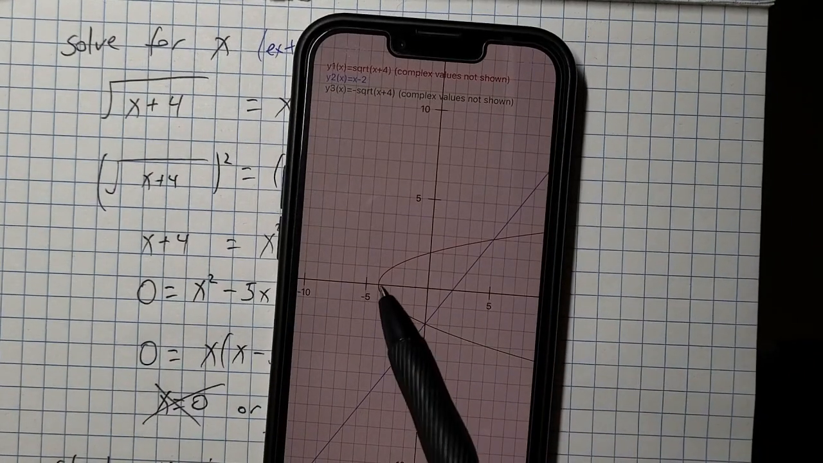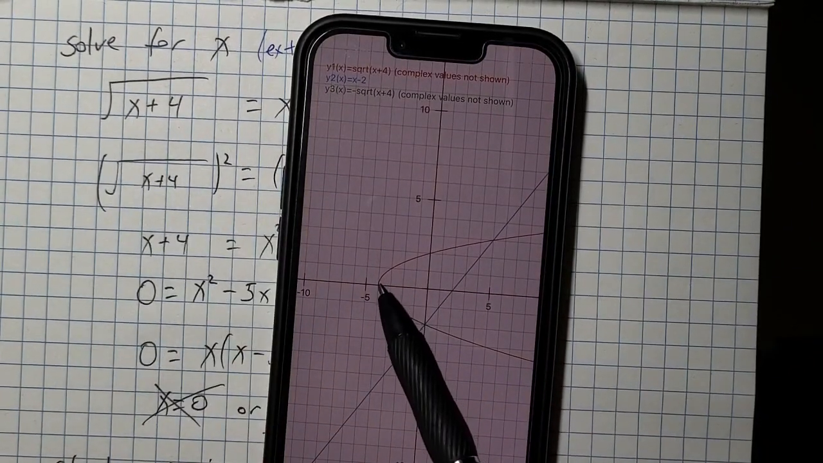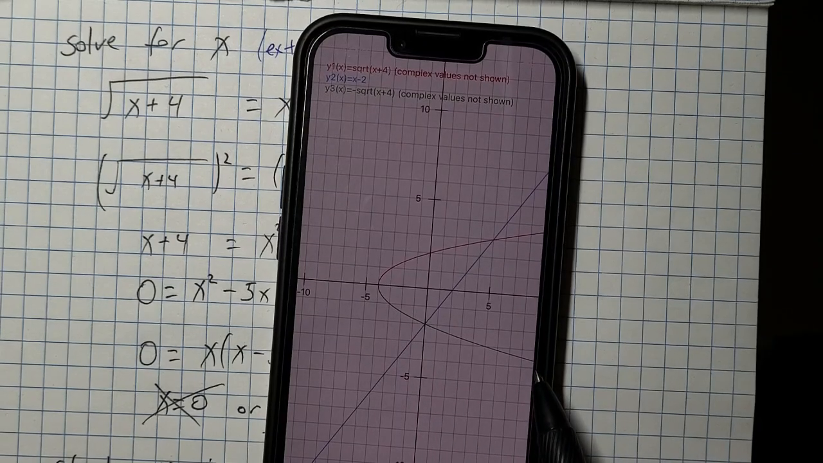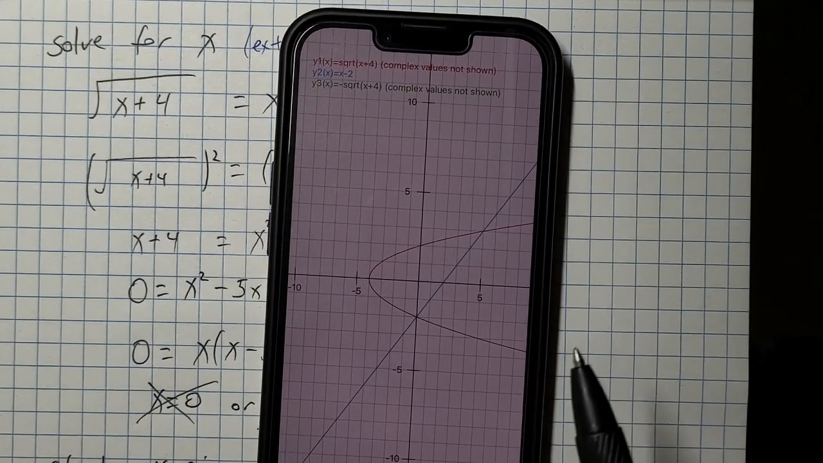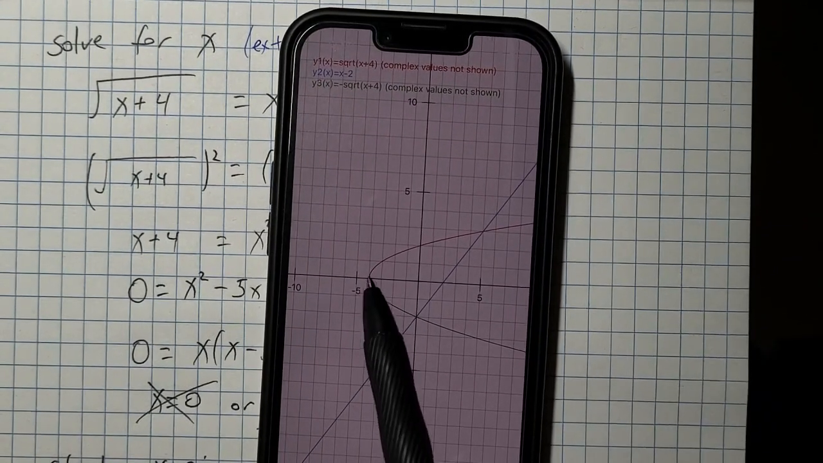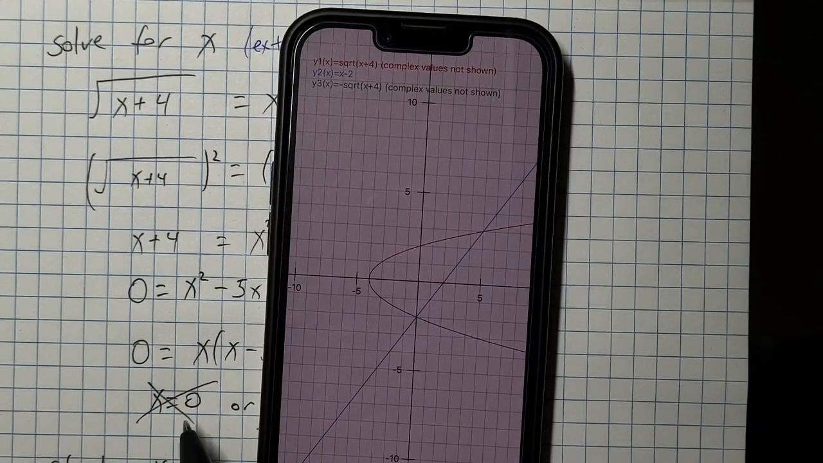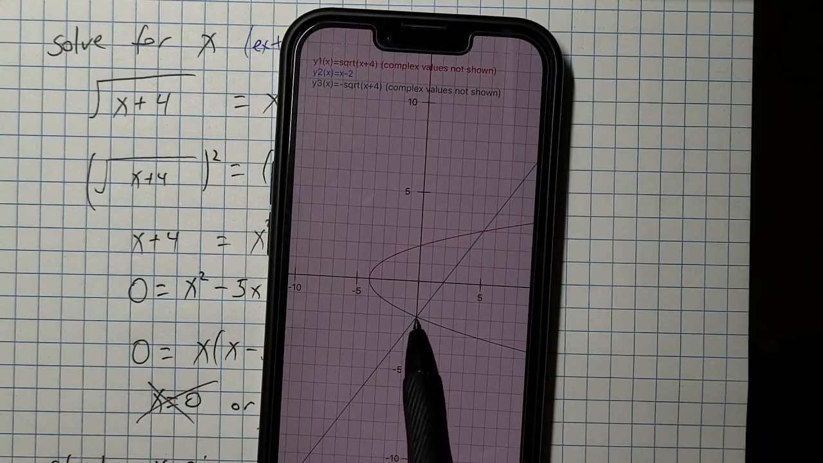Okay, so notice before, the square root of x plus 4 is this one. Negative square root of x plus 4 is this one down here, this green one. I don't know if you can see the colors on screen, but it's this one down here. So what is this point of intersection right there? What's the x value? It's 0. Is that a coincidence? Is it not?